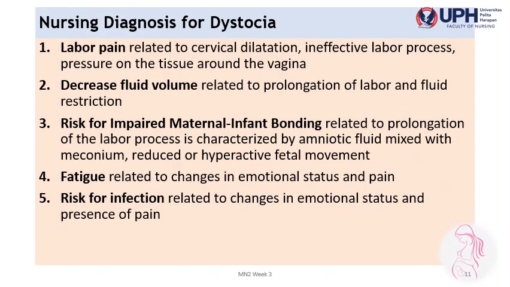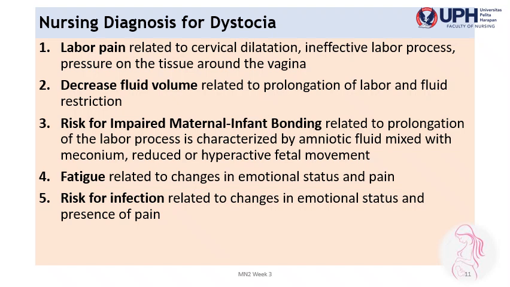Also, we move on to the nursing diagnosis for dystocia. Here we can have labor pain because of the cervical dilation. There is ineffective labor progress, as well as pressure on the tissues around the vagina. And the second nursing diagnosis will be decreased fluid volume, because the labor has been prolonged, and there's also probably fluid restriction in order to prepare the patient for a C-section.